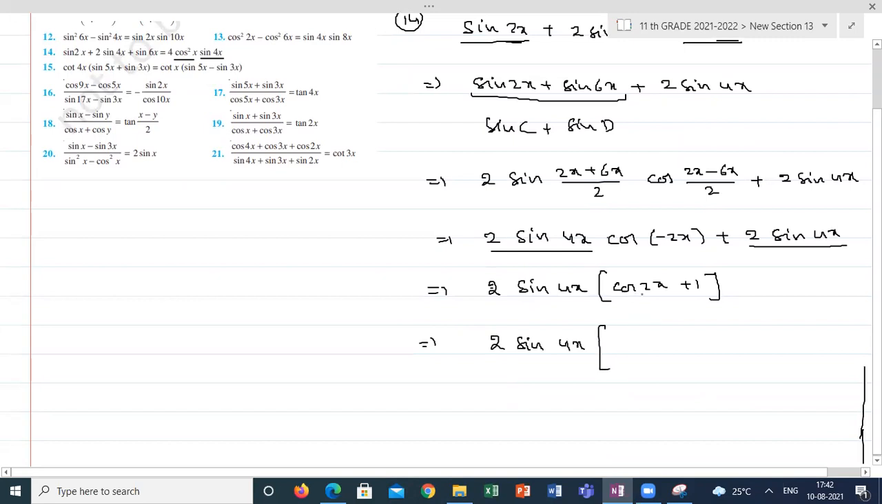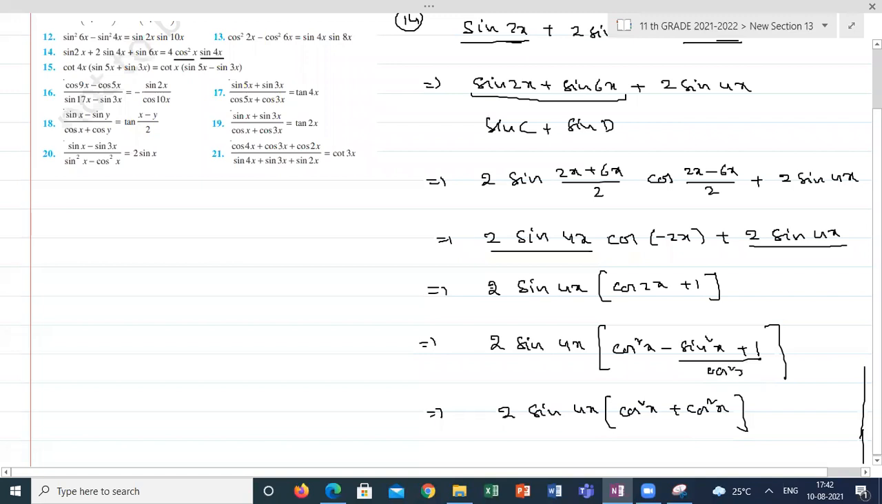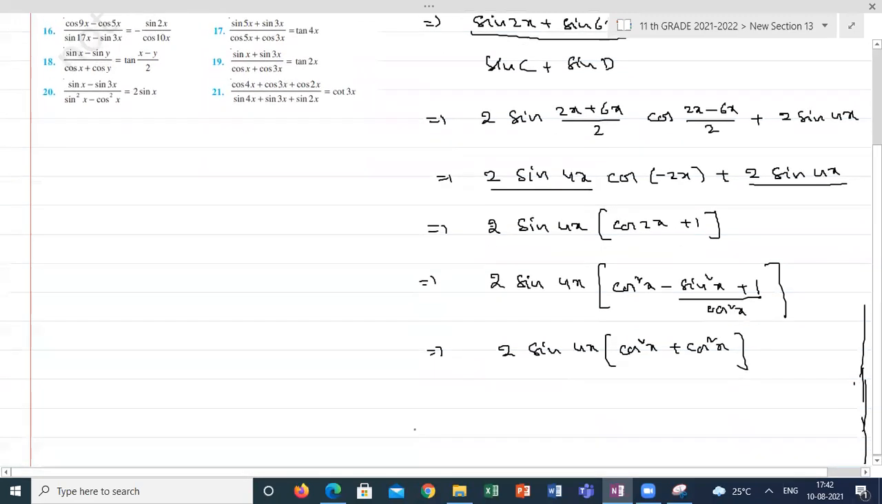If you don't remember how to express it in terms of cos, simply expand the cos 2x value: cos square x minus sine square x. 1 can be written as 1, and the value of 1 minus sine square x is cos square x. So this will be 2 sine 4x times cos square x plus cos square x. This whole value is 2 cos square x inside the braces. So this value is equal to 2 sine 4x into 2 cos square x. The whole expression can be written as 4 cos square x sine 4x.